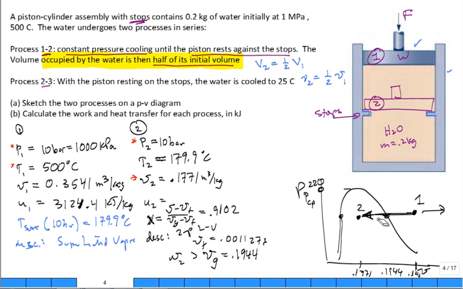Maybe I should clean it up a little bit. Put state 2 kind of closer here. That's still too far away, but there you go.